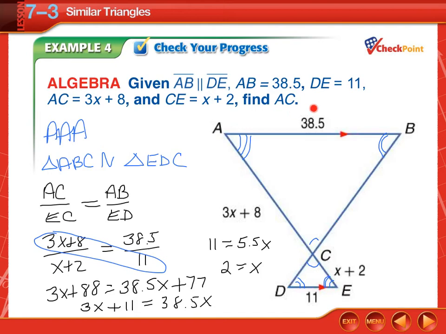All right, we were asked to find AC, so we're just going to substitute in. AC equals 3x plus 8, so we can say 6 plus 8 is 14 units is AC.